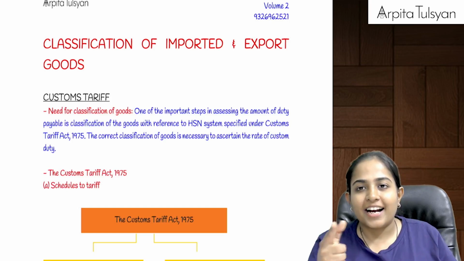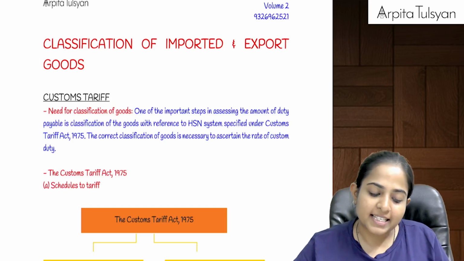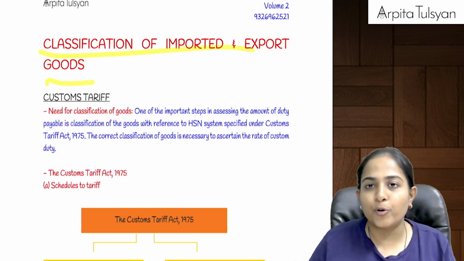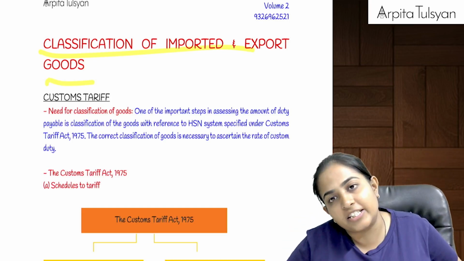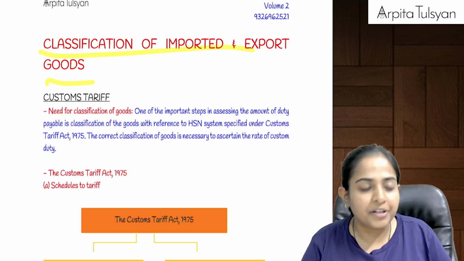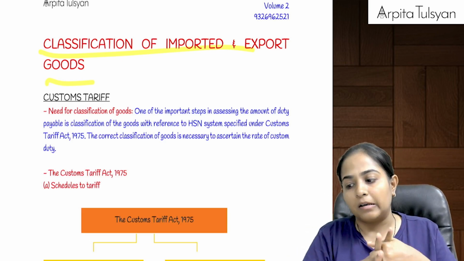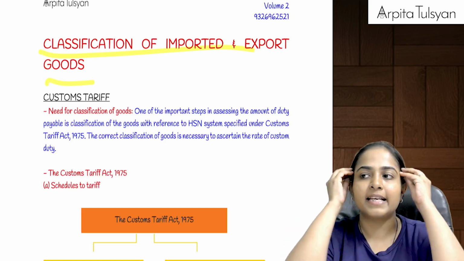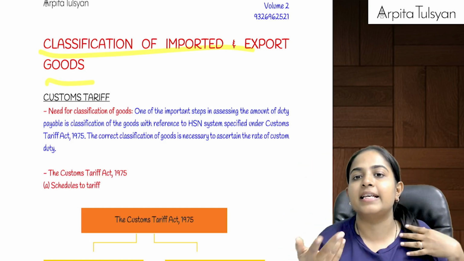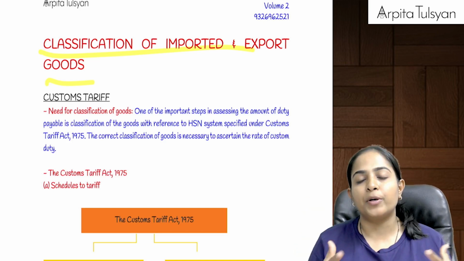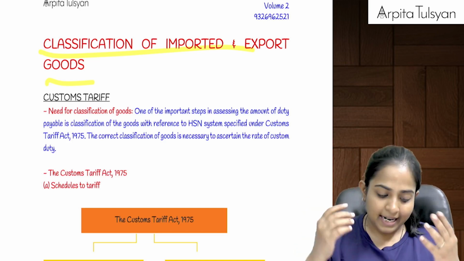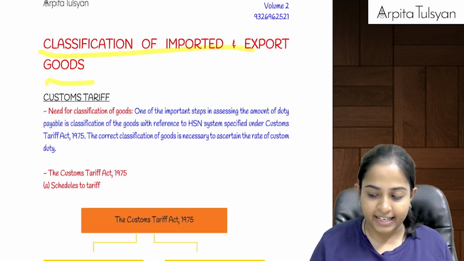Chalo, let's start with a super quick revision of classification of imported and exported goods under customs. Classification we had also discussed under GST in the introduction part. Now here we are studying under customs law. Whenever any particular goods are imported or exported, to determine the rate of duty on those goods, we need to do the classification. That is the purpose why we are studying this particular chapter.